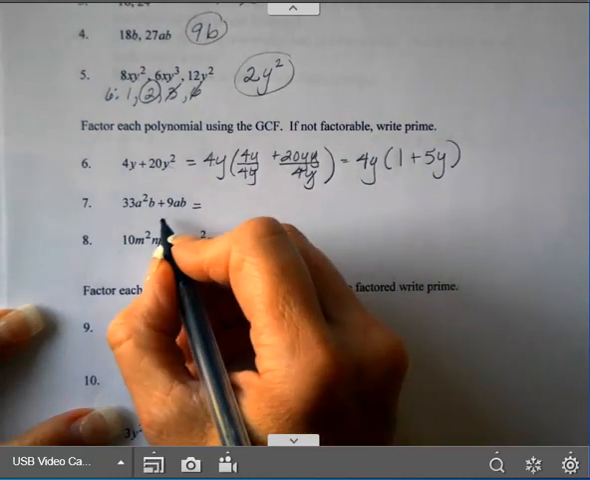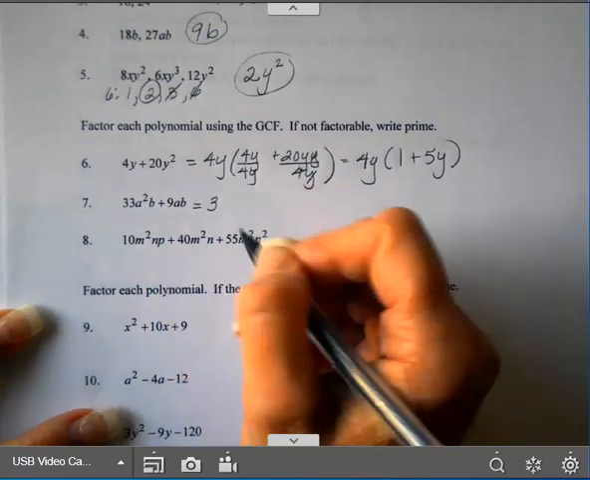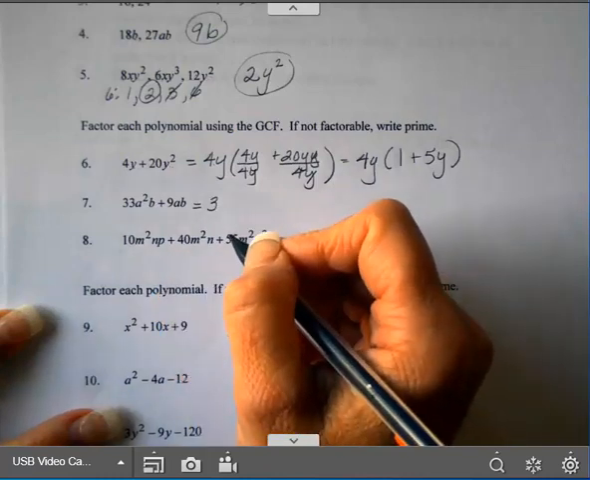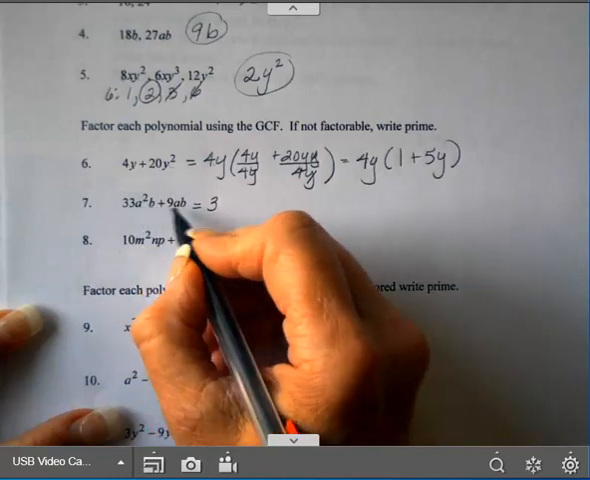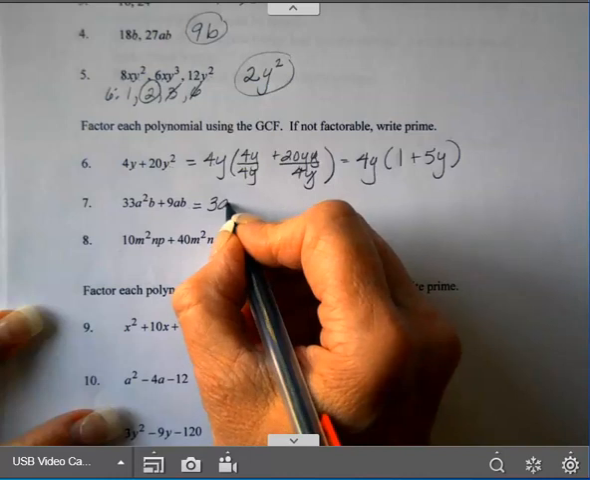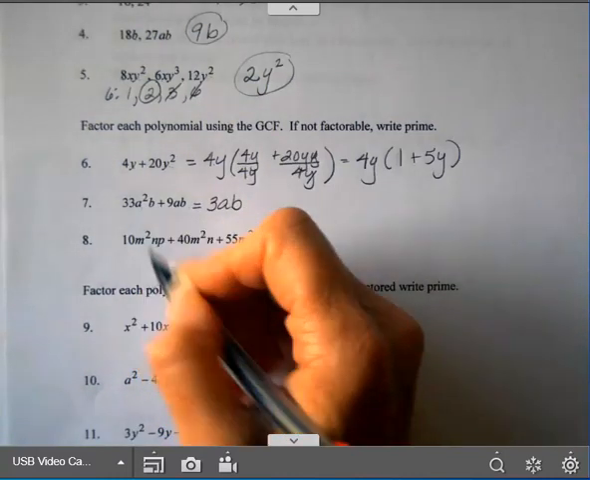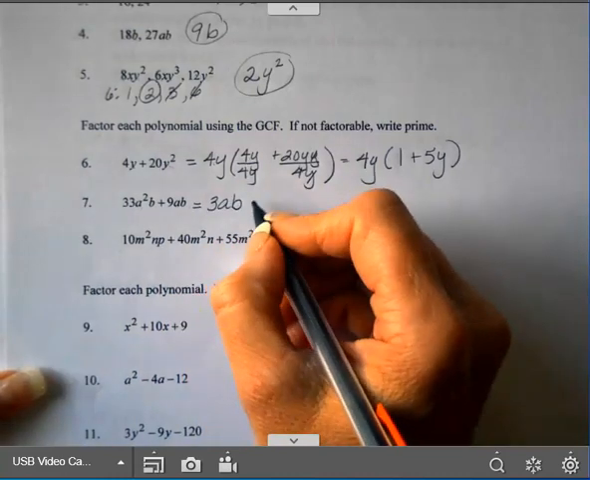On the next one, 9 and 33 have a 3 as the largest number they have in common. This has a squared b. This only has one a and one b. So they each have an a and b in common. This just has an extra a. So that's what they have in common.